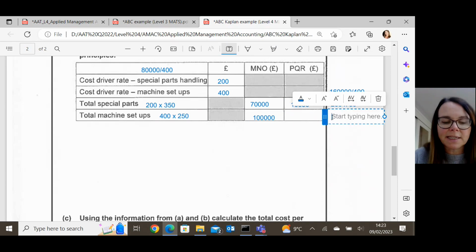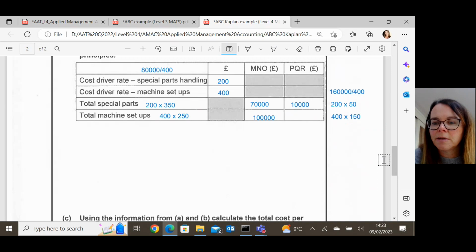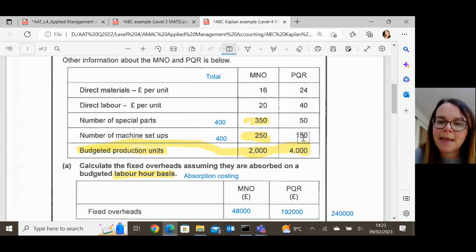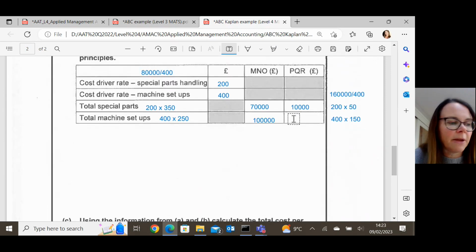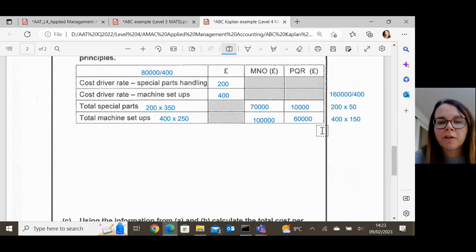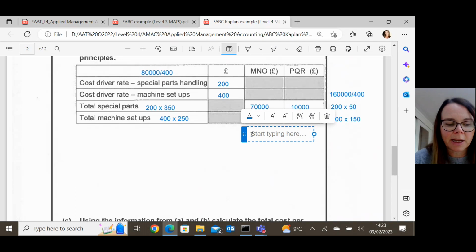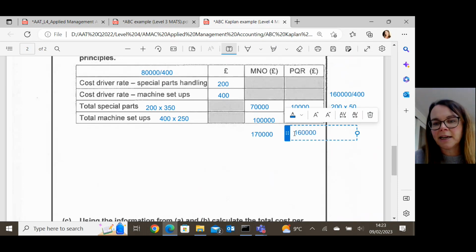And then for the PQR, it's the same £400 every time it happens, times 150 times, which I've got from here, which gives me a figure of £60,000. So the total overhead then for the MNO, it hasn't asked me for this, but I'm going to work it out because I'm going to need it in a minute, is 170,000. And for the PQR is 160,000.